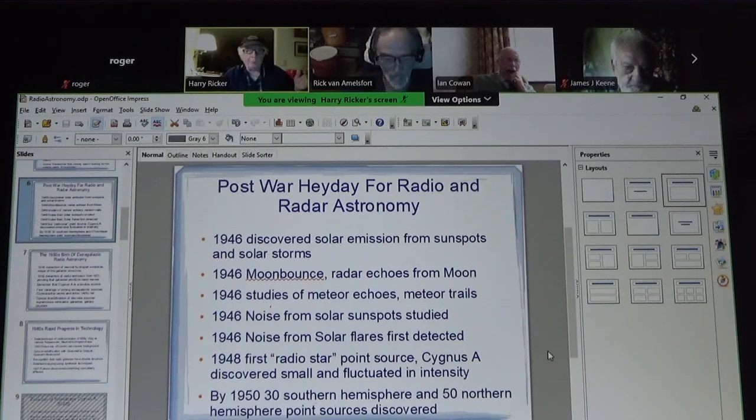Now this is where we get to the important stuff here. In 1948, while people were making these maps, they discovered what they called radio stars, which were discrete point sources, or appeared to be point sources of intense radiation. And so the idea was that these were radio stars. Turned out that's not the case. And this one, Cygnus A, which is very important, was detected in 1948. And by 1950, many of these discrete radio sources or radio stars had been identified.